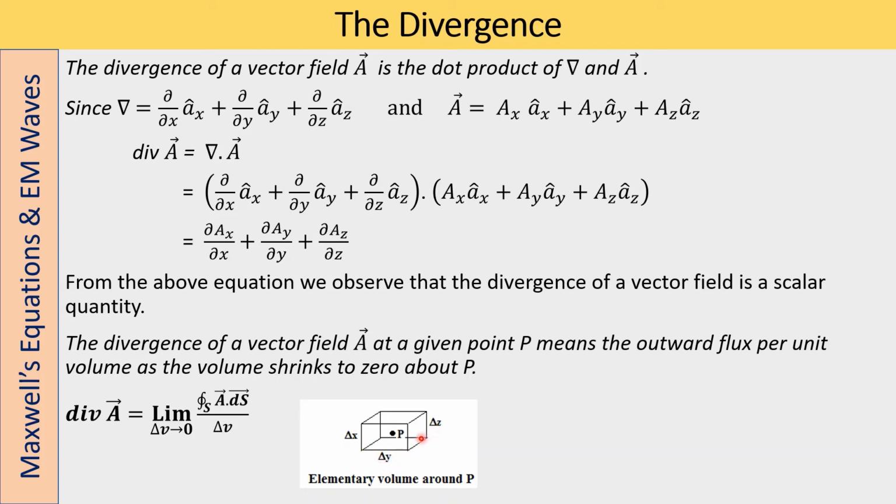Now let us consider a small area dS in this particular region. A is the outward flux, so A dot dS gives the total outward flux through that area. If you integrate that over the entire surface of this volume, that gives the divergence of A. So divergence of A is equal to the limit delta V tends to 0 of the surface integral of A dot dS divided by delta V.